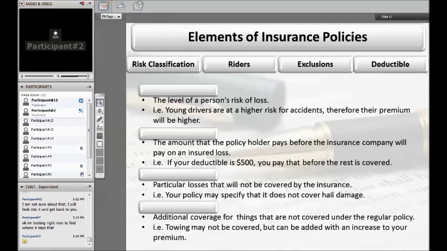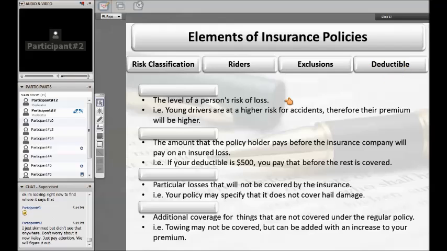Okay, elements of an insurance policy. Hi, Stephanie. Elements of an insurance policy. We've got different things. We've got risk classification, riders, exclusions, and deductibles. Do you guys think that you can remember what each of these are and tell me where to put them? You can type them in the chat box down there. Which one of these will tell you the level of a person's risk of loss? Is it going to be risk classification? Is it going to be riders? Is it going to be exclusions or a deductible?